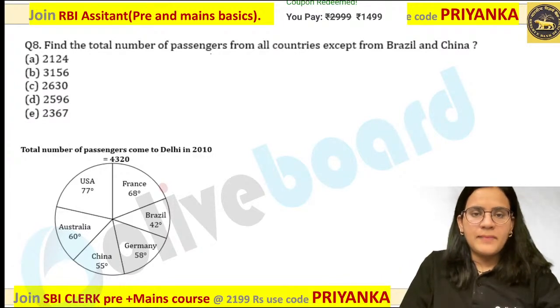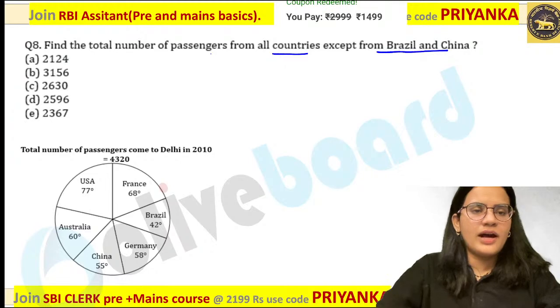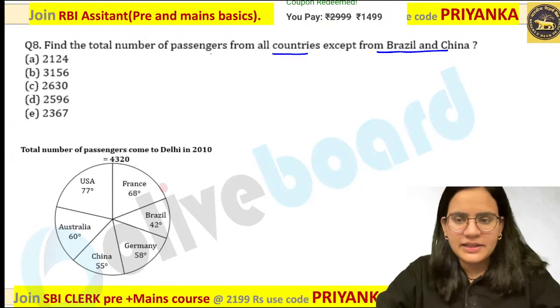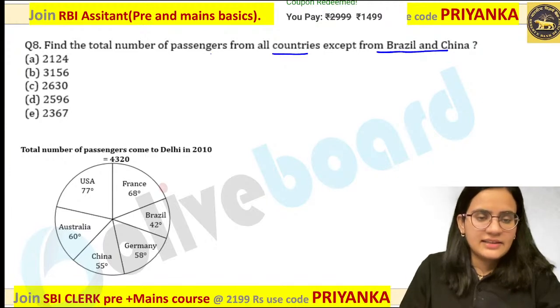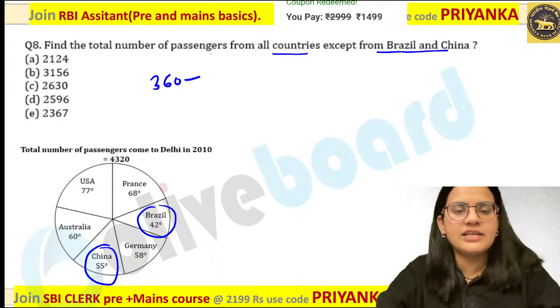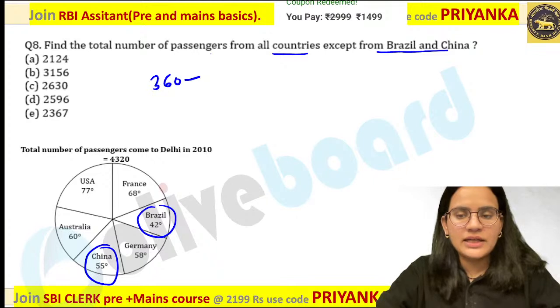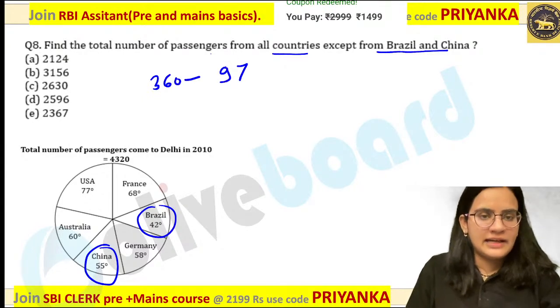Find the total number of passengers from all the countries except from Brazil and China over here. You could have noticed, all of you please pay attention, they have given Brazil and China. These are the smaller values to calculate over here. So what you could have done, 360 minus these two values will be easier for you to calculate. Rather than adding the remaining values, it is better to subtract two values over here. So what would be the total? You can add both of the values, that is nothing but 97.